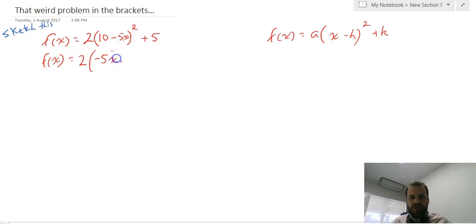Not really changing anything here. It's still the same question. I've just changed the order here. So I've put negative 5x first and then 10. I'm really just stalling for time because I don't really want to get into it because it feels complicated. So let's do our next little bit here.